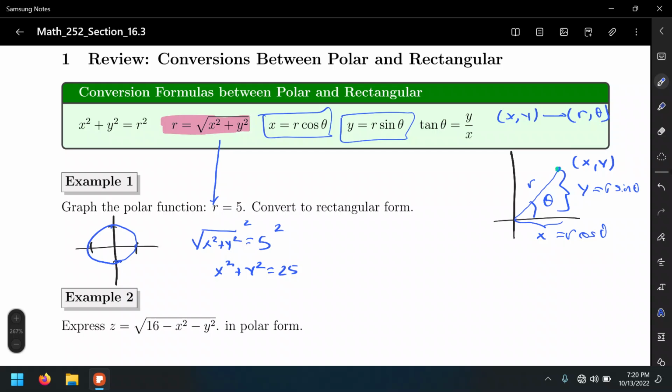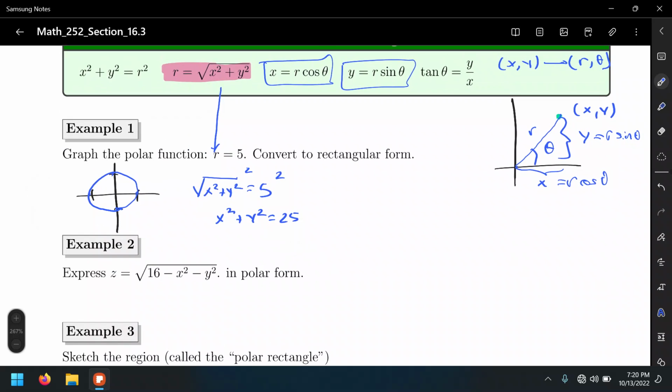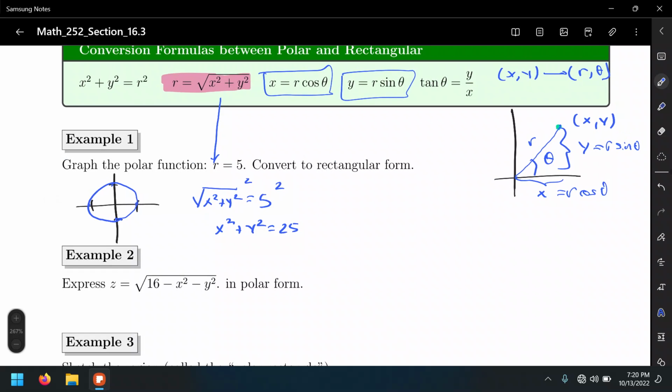For the next exercise, example 2, they're asking us to express this surface in 3 dimensions in polar form. Right? So what are we going to do here? We are going to replace this x and y with r, theta. Well, let's see what we can do about it.